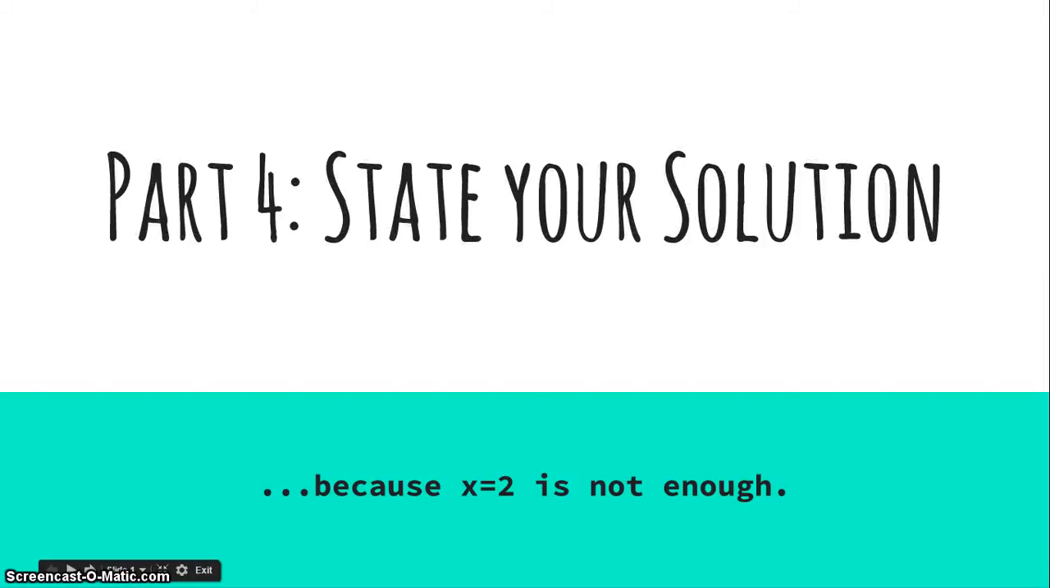The last step in the ADDRESS model is to state your solution. Most students think that once they solve the equation for x, they're done. But that's one of the tricky parts for word problems. Your goal is not to solve for x. Your goal is to answer a question. So that's what we're going to do. And don't worry, this is only so tricky because it's so simple.